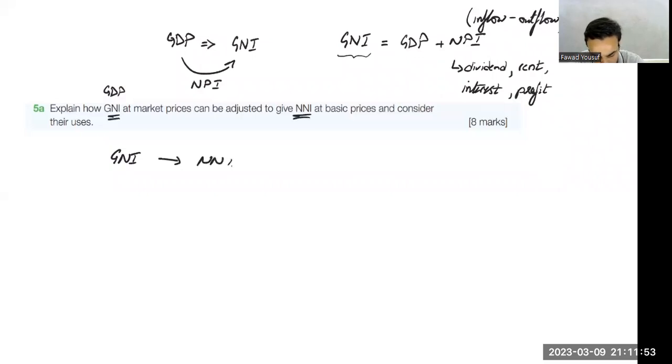ठीक है? Firstly, you need to know what that means. GNI is gross national income and NNI is net national income. What are we netting it with? Formula है NNI का. You take the gross national income and you subtract all sort of depreciation that has taken place. Depreciation of what? Depreciation of capital.